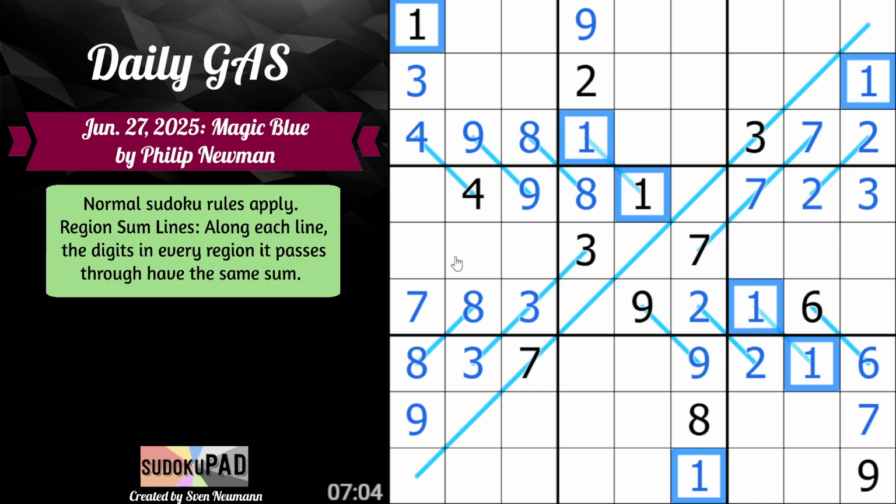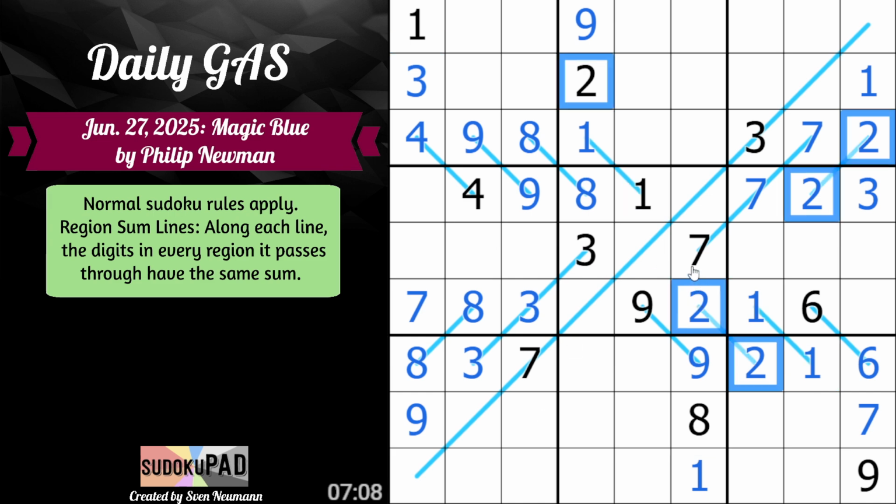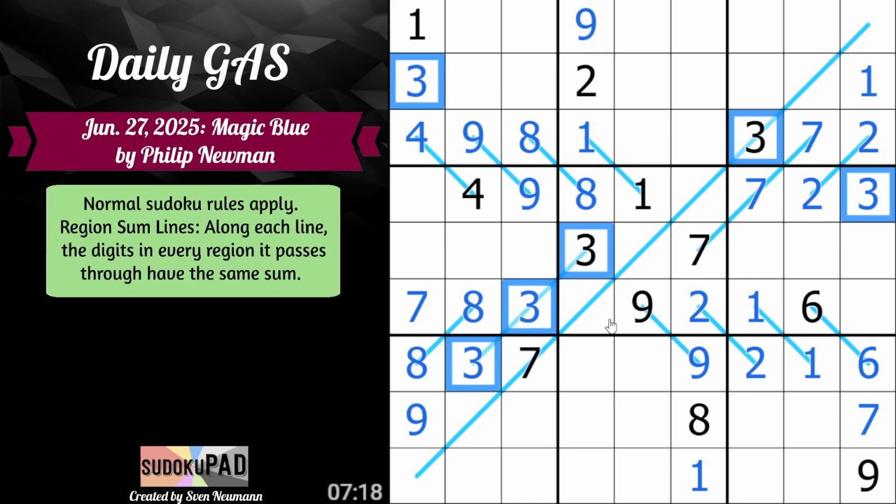Let's just double check here. We have the pair, the X-wing, here with the 2s. We have a lot more options available between the cells. 3s. Well, this is a lot more restricted. I wasn't paying attention. 3 goes in one of these 2 cells, so 3 has to go here. Only option.